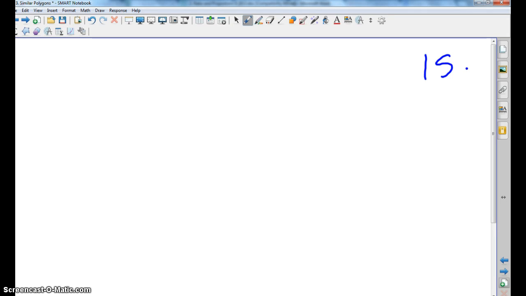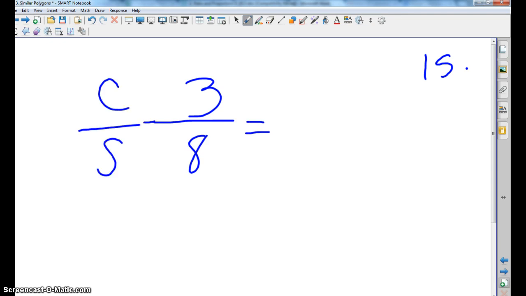The ratio of the measures of a complement to its supplement is 3 to 8. 3 to 8. Complement to supplement. Let's say our angle is called x. How would I write the complement of x? Good. The complement is 90 minus x. Let's say our angle is x. How do I write the supplement of that angle?